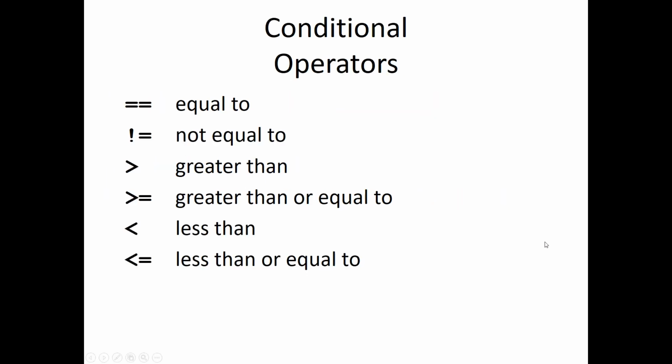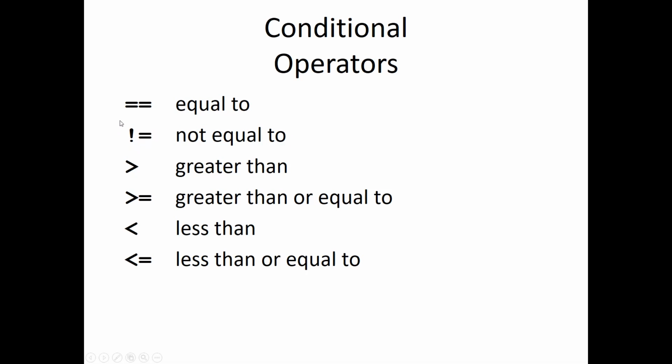So let's have a look at some of the other conditional operators that are used in Java. You probably find that you recognize things like greater than or equal to, less than or equal to. They're pretty standard. You've already seen assignment, which is one equal sign. You've already seen equal to, which is two equal signs.